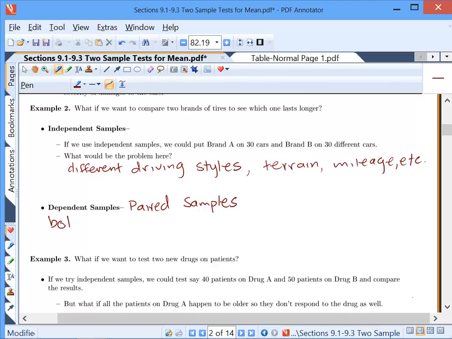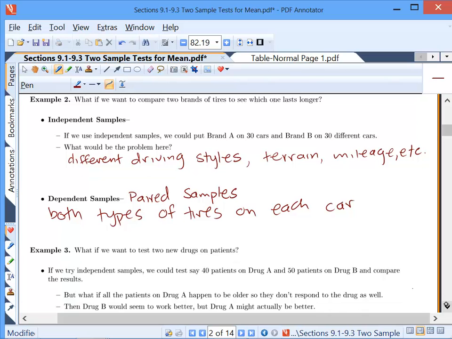So both types of tires on each car. And that way, each brand will have the same driving style, the same mileage, and everything else. So you get rid of all of those possible sources of bias. And in any study, your goal is to get rid of as many possible sources of bias as you reasonably can so that your results will be more accurate and more trustworthy.